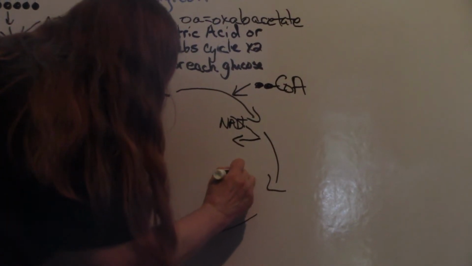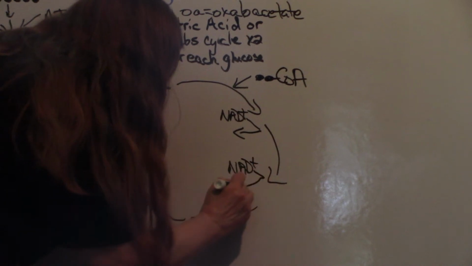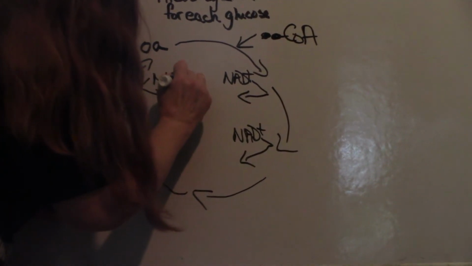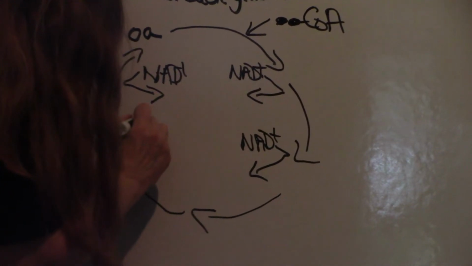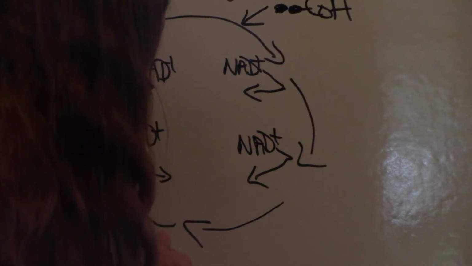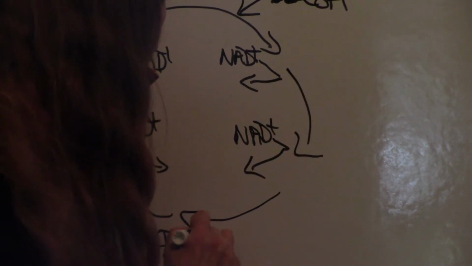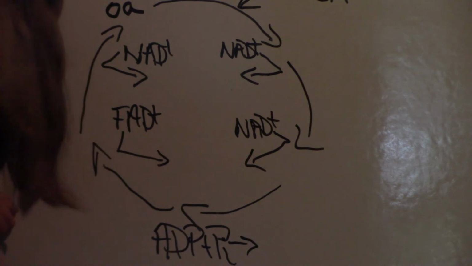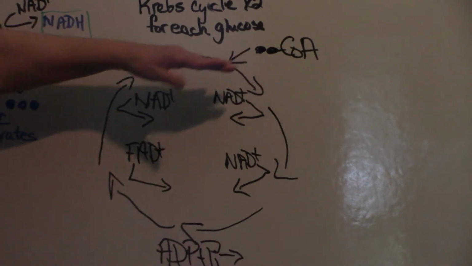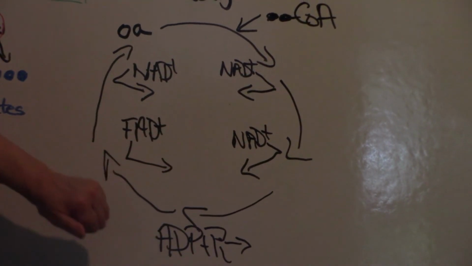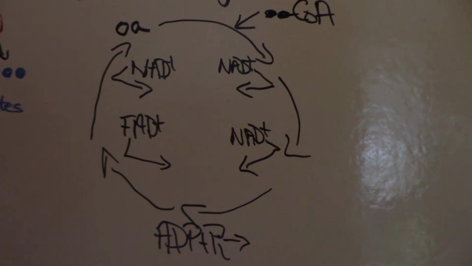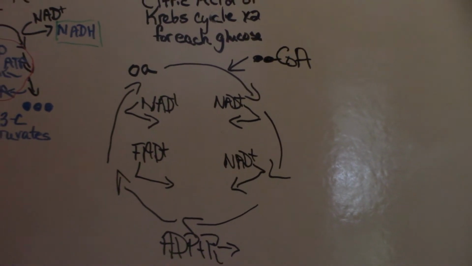We have 3 NAD pluses, so they're empty, and a new one, FAD. We have ADP plus P sub I down here. Okay? So our substrates are oxaloacetate, acetyl-CoA, 3 NADs, 1 FAD, and ADP plus P sub I, or just ADP if you want. Now, what do we get?